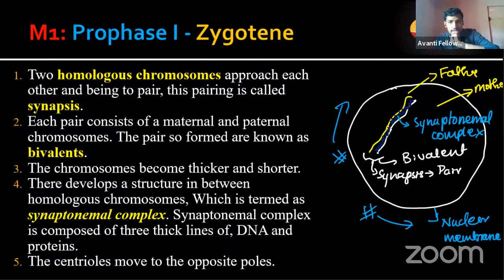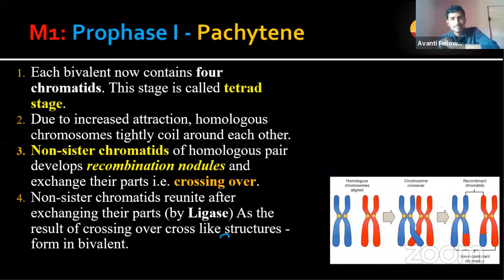In between the homologous chromosomes, a protein structure develops, which we call the synaptonemal complex. It is composed of DNA and protein, and it keeps the paternal and maternal chromosomes in close contact. This is the nuclear membrane; the outer cell membrane is here, but I'm not writing it because there is no space.